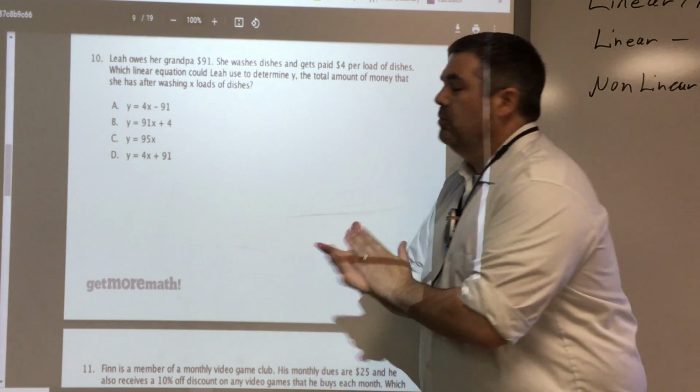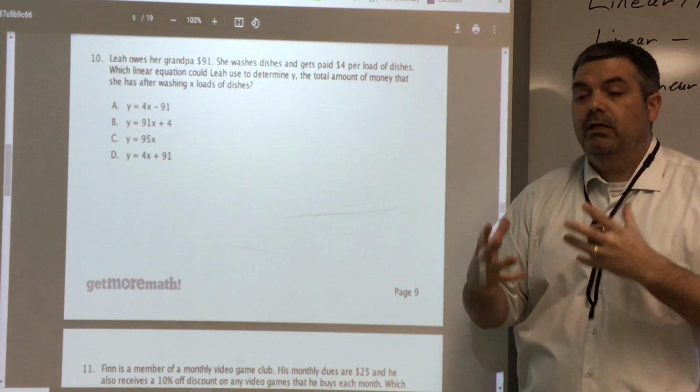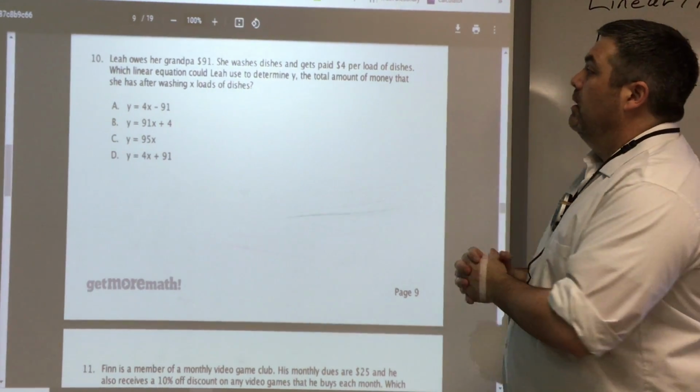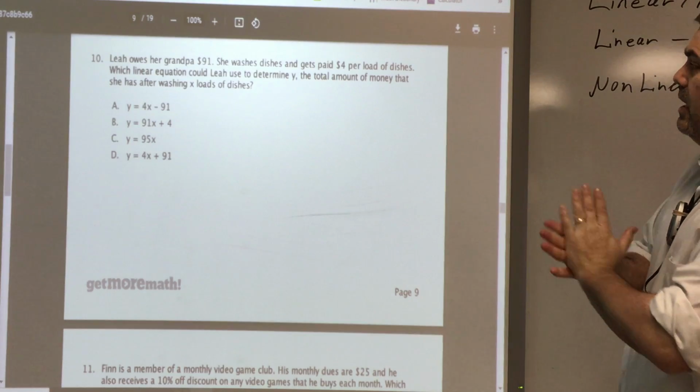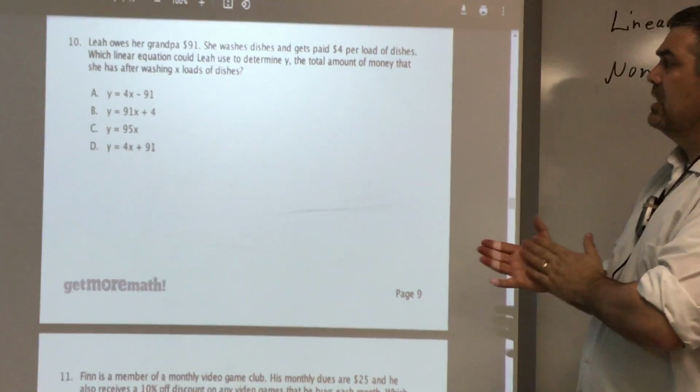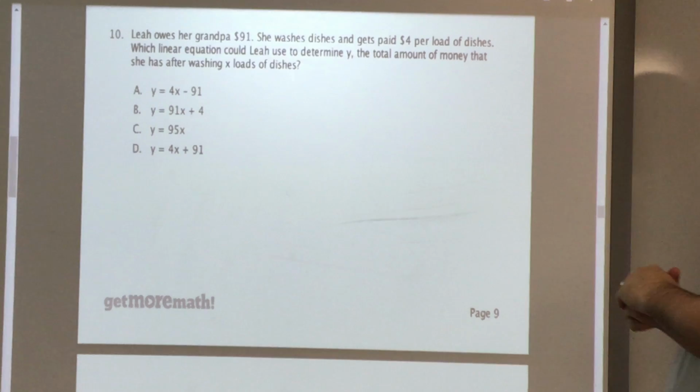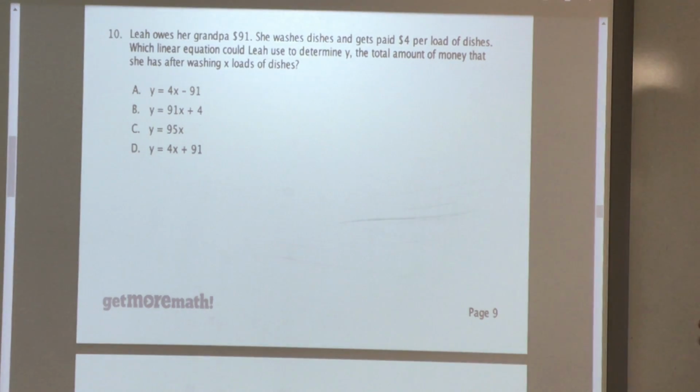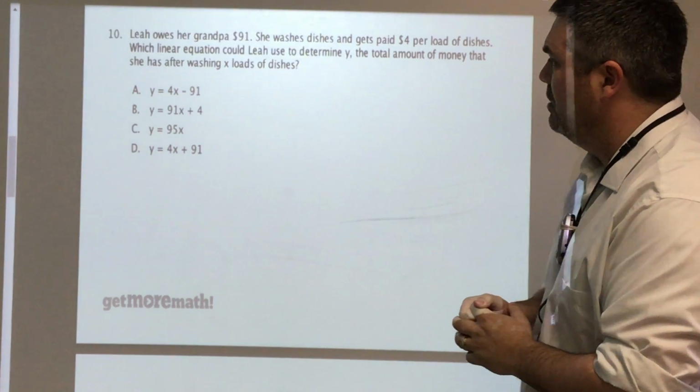All right, these are the word problems. These are the ones that you're just going to read, and you're going to set it up. Leah owes her grandpa $91. She washes dishes and gets paid $4 per load of dishes. Which linear equation could Leah use to determine y, the total amount of money that she has after washing x loads of dishes?